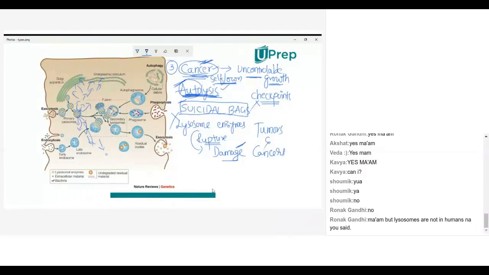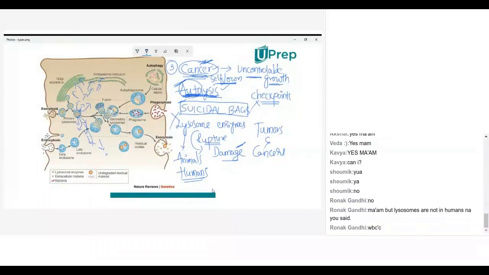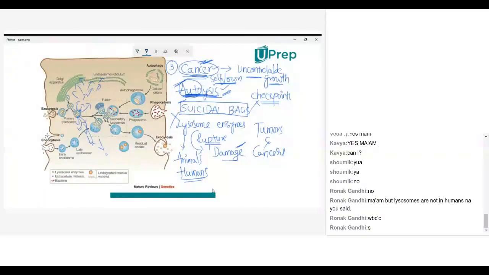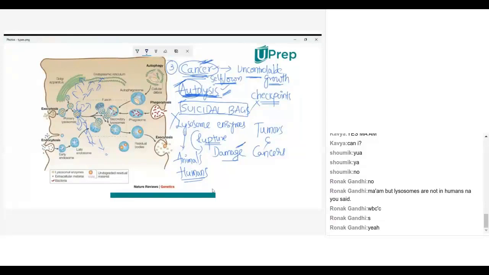Yes, Ronak. Lysosomes we'll find in animals. I told you in humans you have some cells which act as lysosomes. Some cells will do the same function, autolysis. Not WBC actually, we call them neutrophils. I gave 3-4 examples for WBC: macrophages, neutrophils and all. So they will be involved.